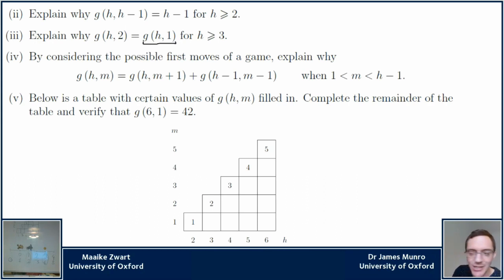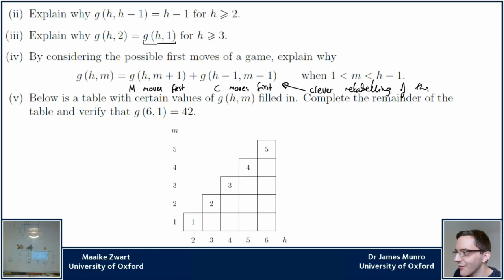Okay, I'm going to quickly label up on this one just to sort of drive the point home. This is mouse moves first. These are the cases where the mouse moves first, and these are the cases where the cat moves first. And these ones involve a clever relabeling.